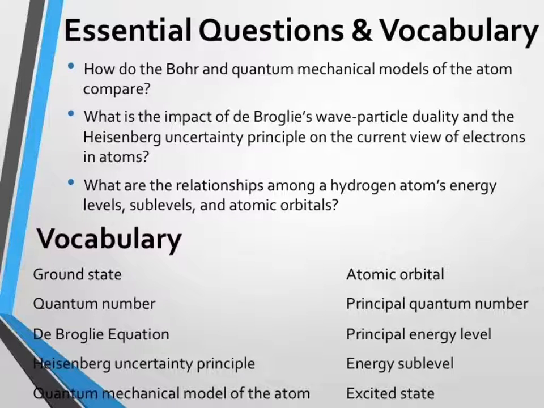So some things you're going to hear me say are ground state, excited state. I'm going to talk about quantum numbers, principal quantum numbers, energy levels, quantum mechanics. I want to talk about de Broglie and Heisenberg and orbitals. Essential questions are knowing the Bohr model versus the quantum model, the wave-particle duality, and relationships between hydrogen atoms.